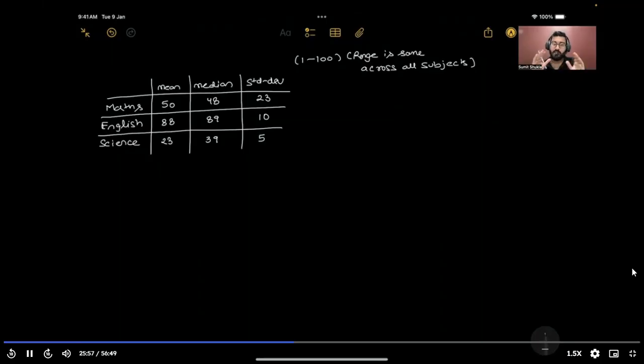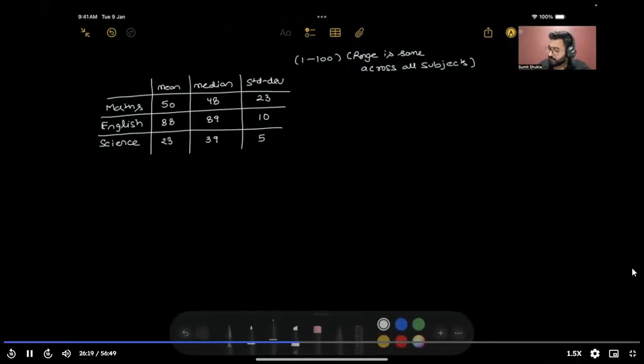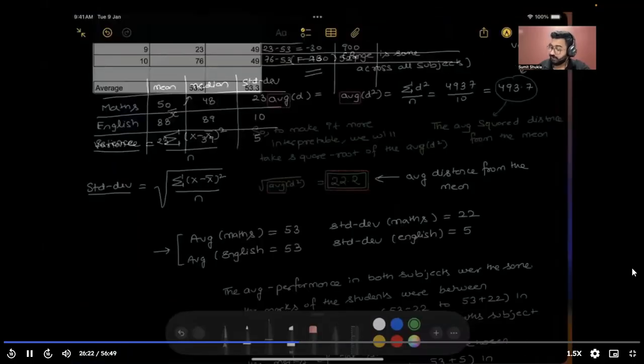Now just pause this video and try to understand how the performance of the students is described in these results. And I want all of you to spend some time trying to make a story out of the data which I have presented in front of you. Now I think you guys would have thought about it. Let's try to understand it.